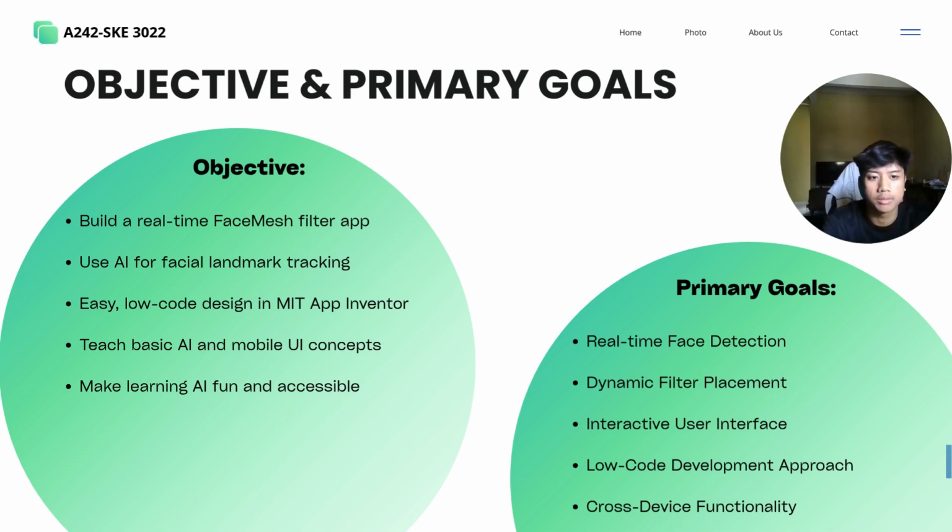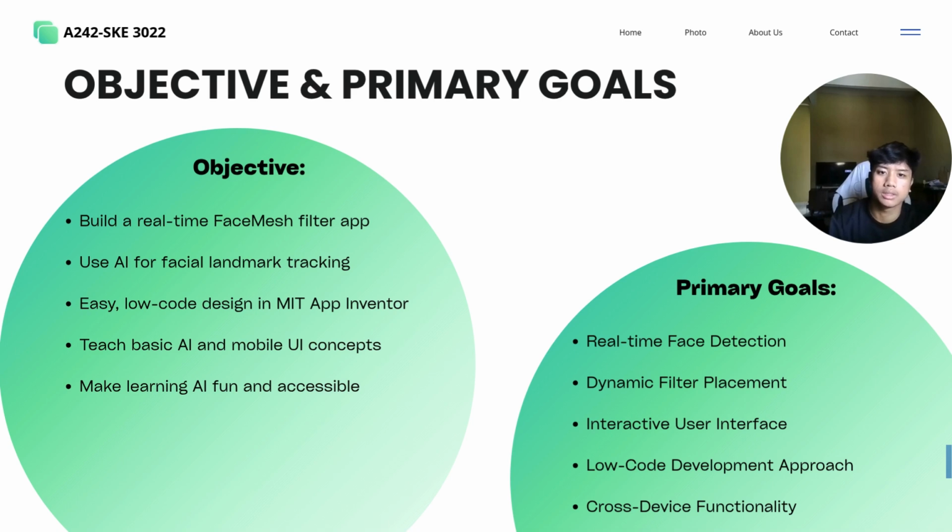Secondly, the primary goals. There are five primary goals. The first one is real-time face detection, to implement face mesh AI to detect and track 468 facial landmark points in real time using the mobile device's front-facing camera. Second is dynamic filter placement, to align graphic overlays such as glasses or masks on specific facial features like eyes, nose, and mouth using landmark coordinates.